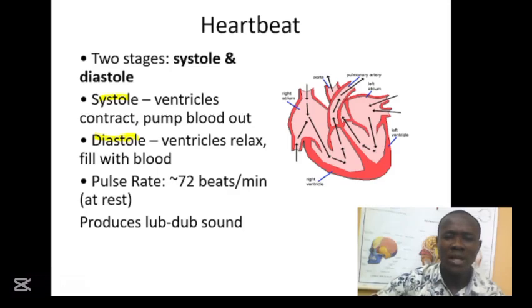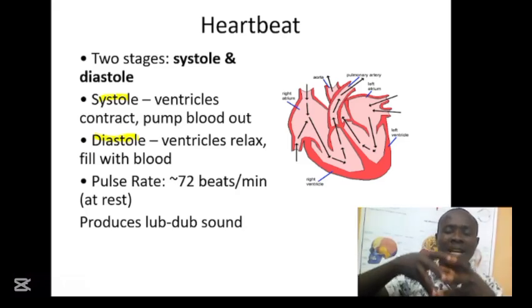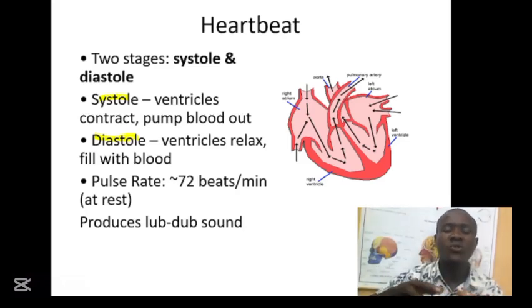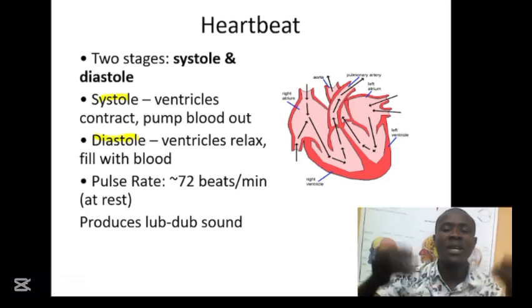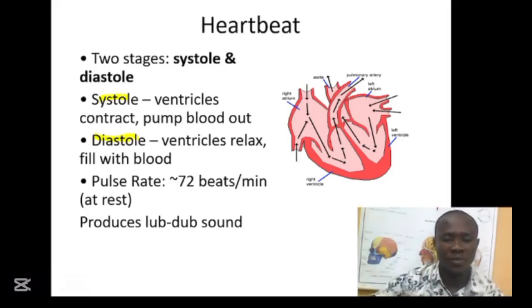Let me repeat this one again for the last time. In the systolic stage, called the systole, the ventricle has to contract to pump blood out of the heart. In the diastolic stage, called the diastole, the ventricle has to relax and the atrium contracts to pump blood into the ventricle. If you are listening to the heart, it produces two sounds.